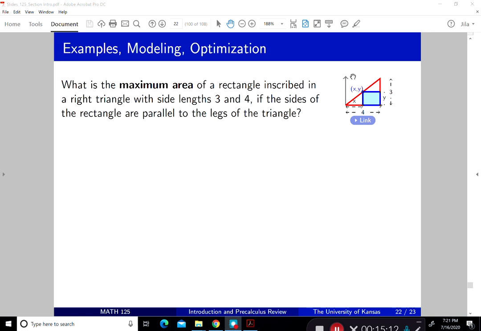So this is the picture. The picture looks like that, and let's think about it. If I move this x and y point, the point that is on the hypotenuse, then I get a different size rectangle. So let's try that first.